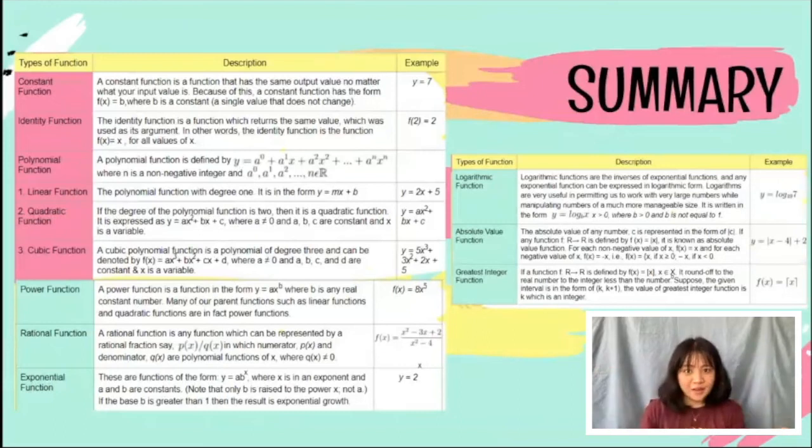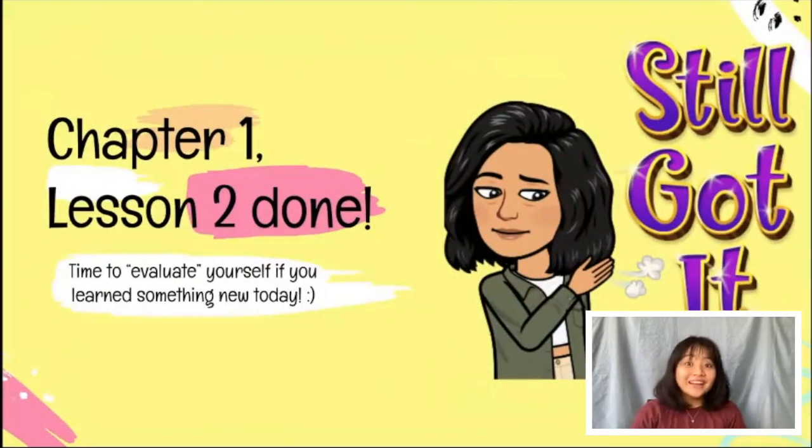Okay, for our summary, meaning everything in one slide. We have all the types of functions, and we also evaluated our functions. How do we find the f of x given x, and how do we find x given f of x? So that is it for chapter 1, lesson 2, and that ends our lesson. Time to evaluate yourself if you have learned something new today. Thank you, and I'll see you in our next lessons.